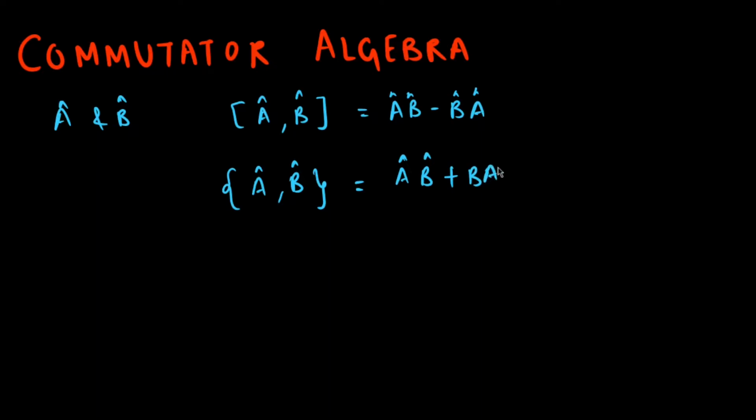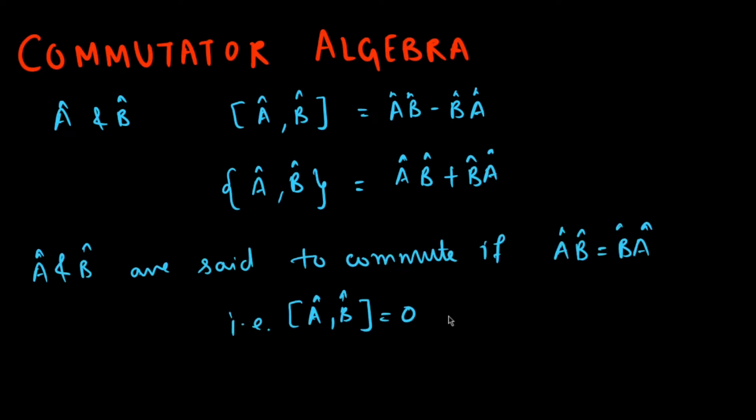AB plus BA. Two operators A and B are said to commute if A cap B cap is equal to B cap A cap. That is, the commutator of A and B is equal to 0. Another thing to note is that any operator commutes with itself. That is, if you take the commutator of A cap with itself, it will obviously give you 0. This implies that any operator commutes with itself.